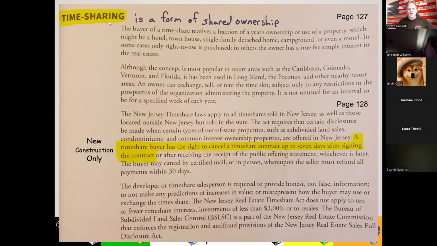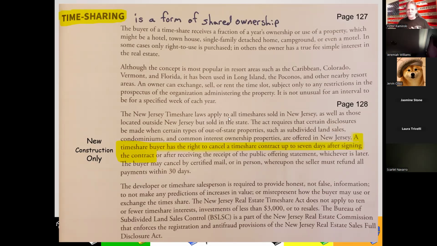So everybody, just write: time sharing is a form of ownership. You do own real estate when you own a timeshare. You just own it with a lot of other people. And you're often buying into these timeshares when they're brand new, and you have no idea what the taxes are going to be or what the monthly maintenance fee is going to be. And those charges, they could go up on you.